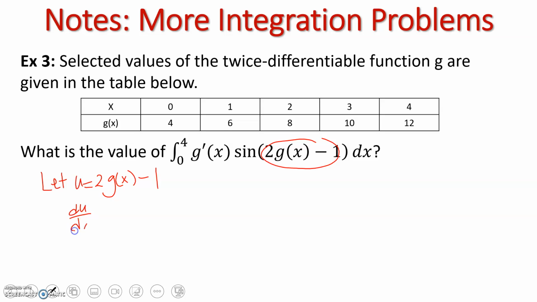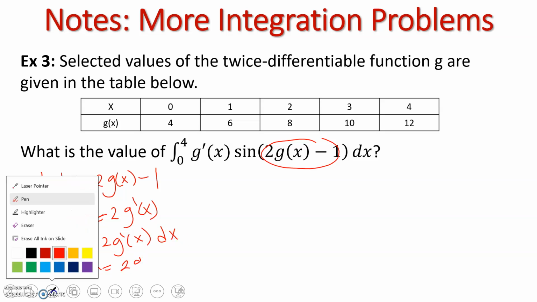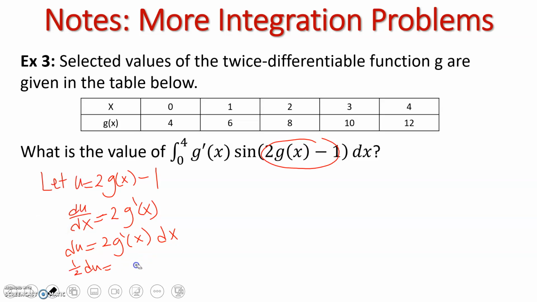Then du dx is 2g prime of x. And then the minus 1 disappears because the derivative of 1 is 0. So then du is 2g prime of x dx, or 1 half du, apologies, 1 half du is g prime of x dx.